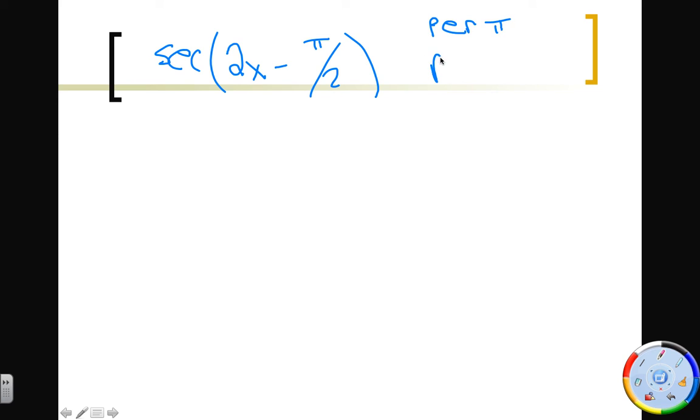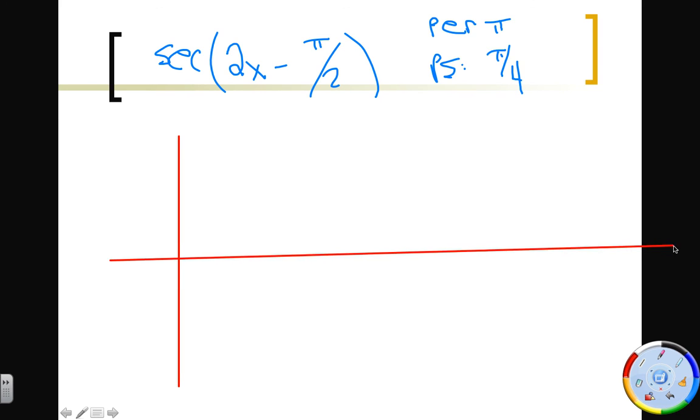Right? So if we were to do something like secant of 2x minus pi halves, this tells me my period is pi, and my phase shift is pi fourths. Okay, pi halves divided by 2, pi fourths. And it's to the right. All right, so I'm not going to deal with the secant of this function, or secant version.